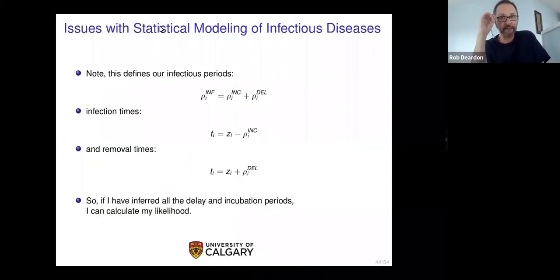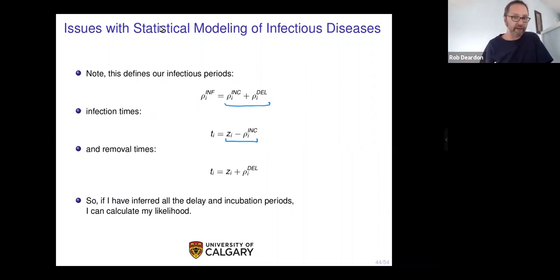Now, if I have managed to estimate or infer in some way those incubation and delay periods, then that defines my infectious period. The way I set this up, my infectious period is the summation of those two things. It also defines my infection times. So the notification time minus the incubation period gives me the infection time. So that should really be T delta equal 1. And the removal times as well. The notification time plus the delay period tells me when the removal is happening. So T delta equal 2. So now if I've inferred those incubation and delay periods for each individual, I can calculate my likelihood.